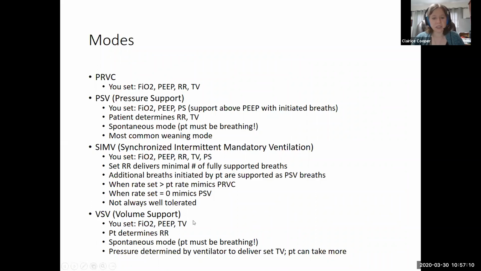I do want to just touch on 2 other modes that you may see. One is SIMV and one is volume support. SIMV is actually technically supposed to be stated with what support. So typically here when you see SIMV, it's SIMV with pressure support.